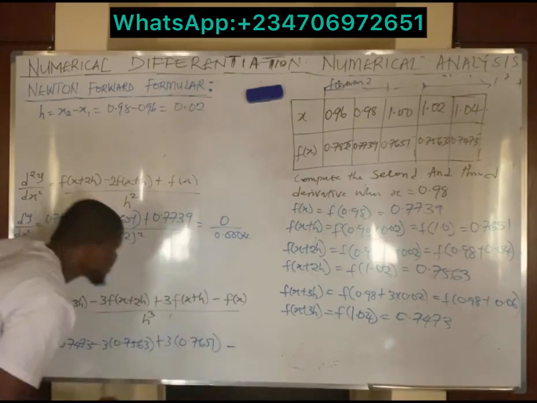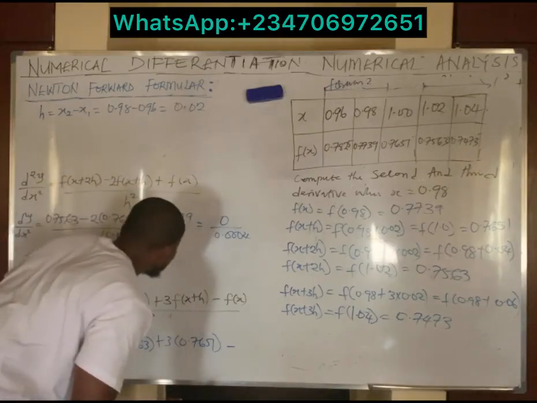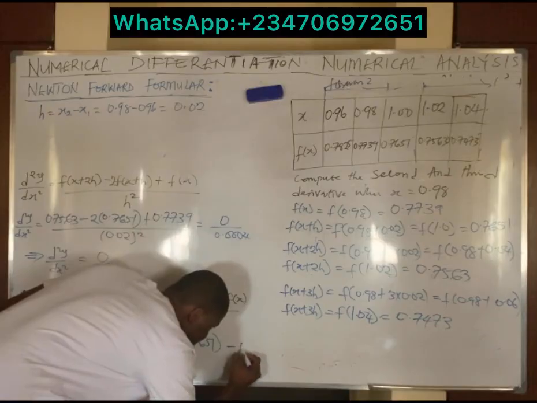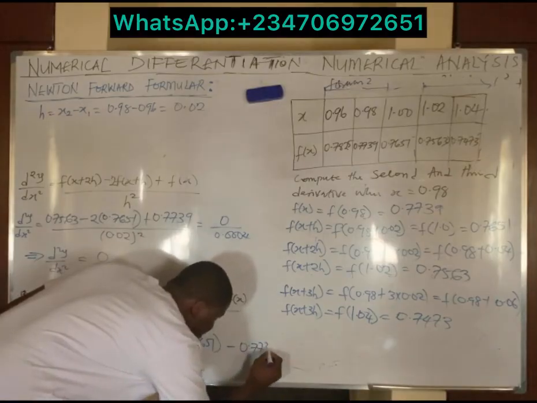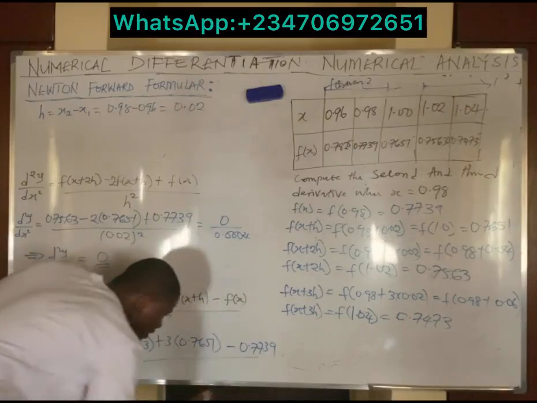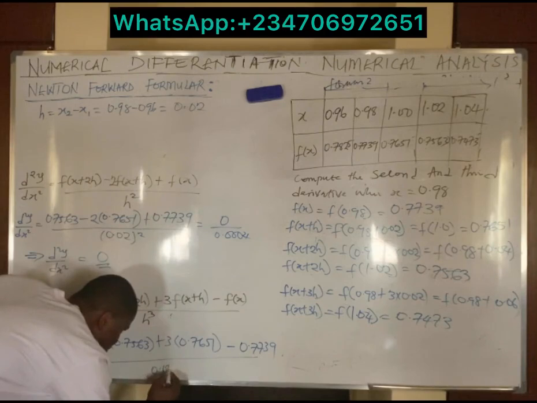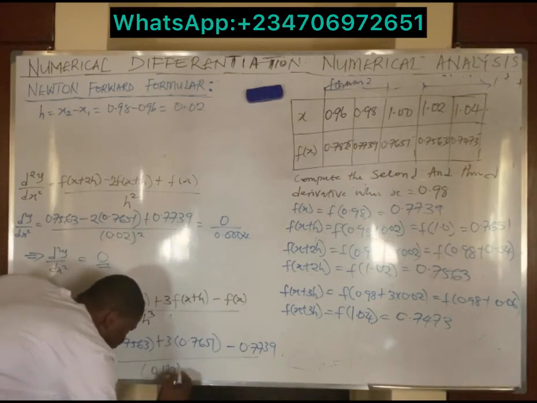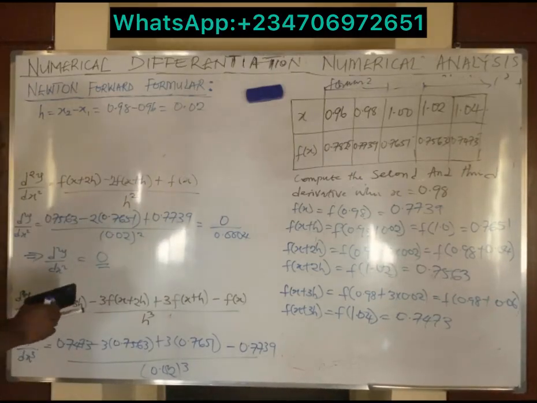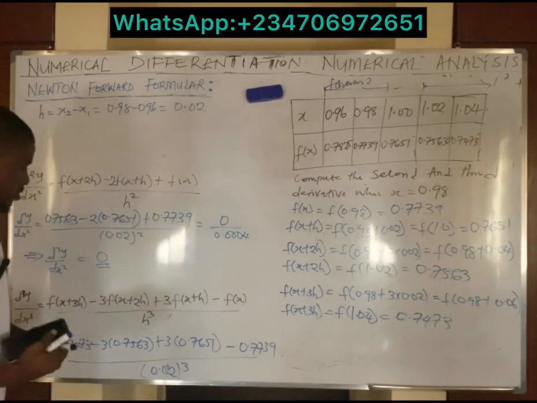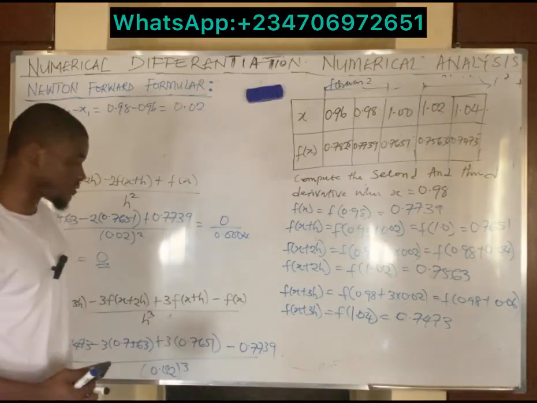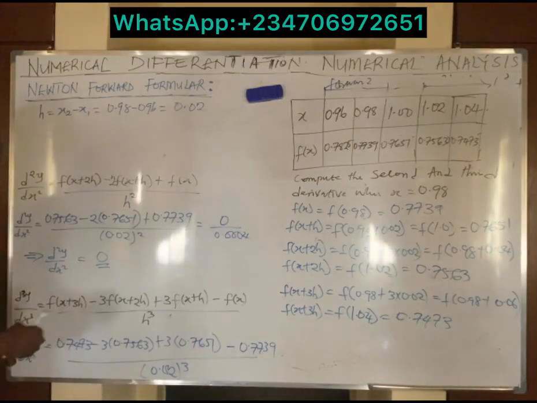minus f of x itself, that simply gives us 0.7739. The whole of this divided by h cubed, 0.02 all to the power of 3. Okay, so just like in the previous, I'm going to evaluate everything along. So do well to point along with me to avoid calculation error. So let's do that to save time.